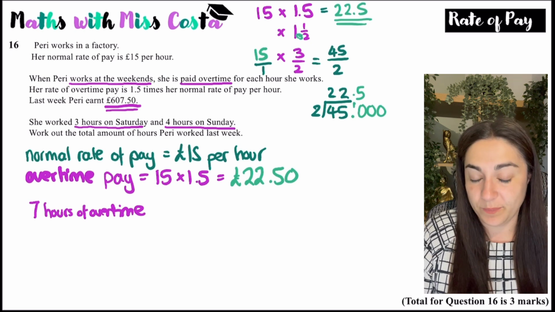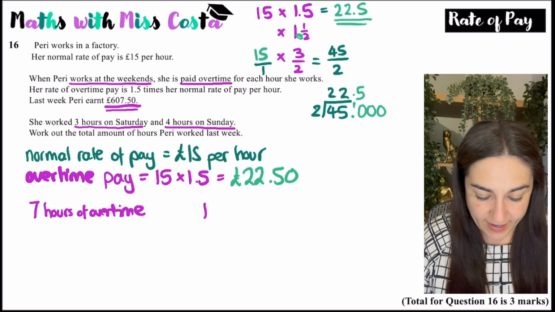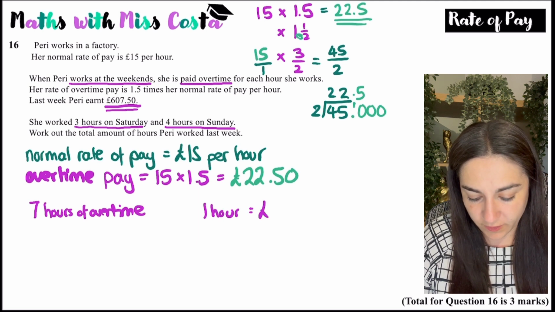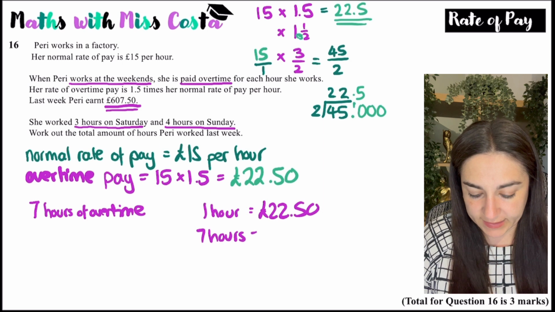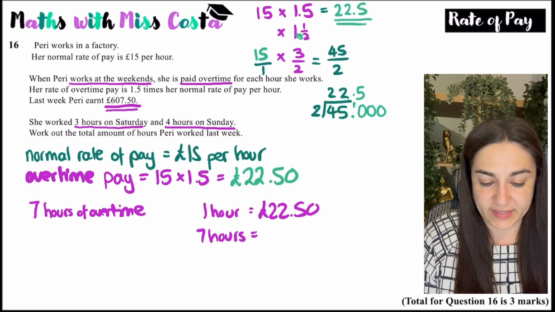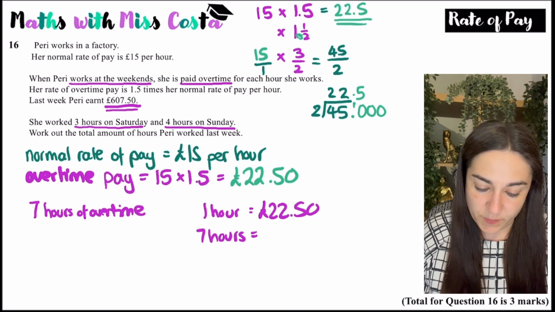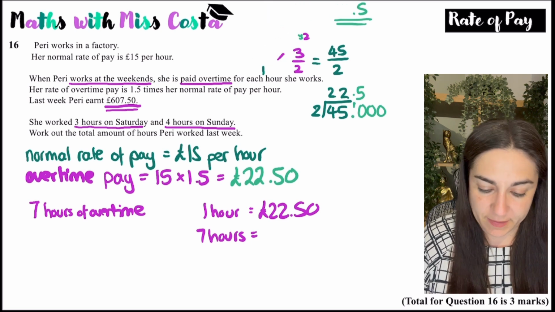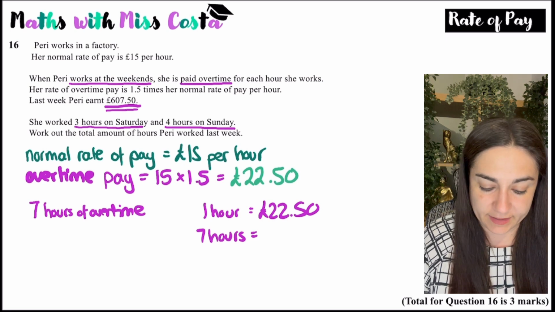Now, what I can do is work out how much she would have been paid for those. So I know that 1 hour of overtime is worth £22.50. So 7 hours is going to be 7 times £22.50. Now there's a few ways that you can do this again. I would probably, because it's a non-calculator paper, split it up and just make life easier for myself.